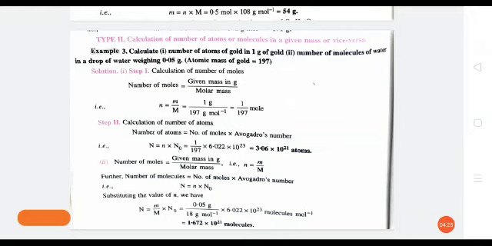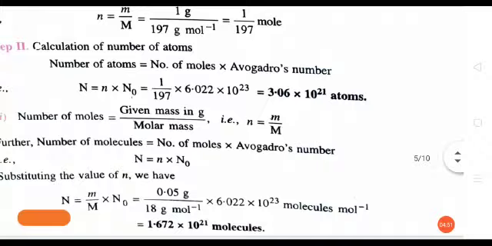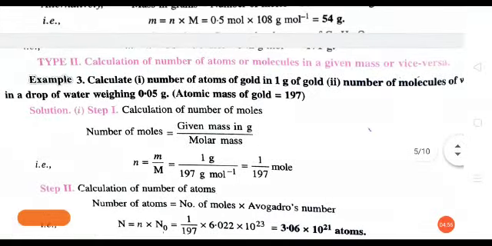Type 2. Calculation of number of atoms or molecules in a given mass or vice versa. Calculate the number of atoms of gold in 1 gram of gold, and the number of molecules of water in a drop of water weighing 0.05 gram. The first one I am telling, the second you do on your own.